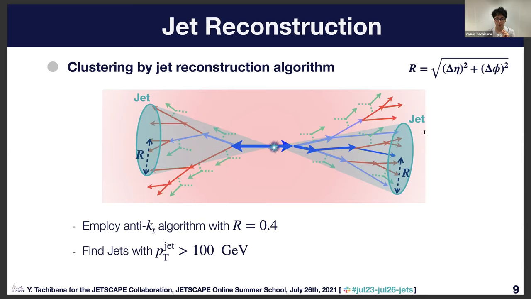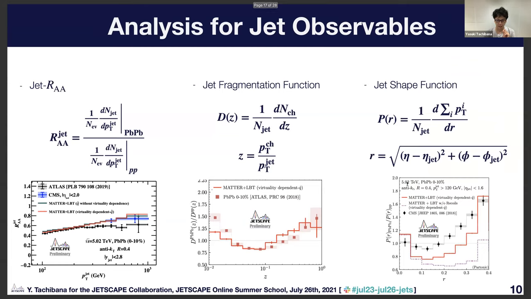Once we find jets in events, we will use those data to calculate the jet spectrum. With the jet spectrum for lead-lead and PP, we can calculate jet R_AA, which we will do in this session. Also, using the information of charged particles captured in the jet cone, we can calculate the jet fragmentation function, which is the momentum distribution of charged particles inside the jet. We can also study the jet shape function, which is the radial profile of transverse momentum inside the jet, showing the angular structure inside the jet cone. These are a brief explanation for today's session.